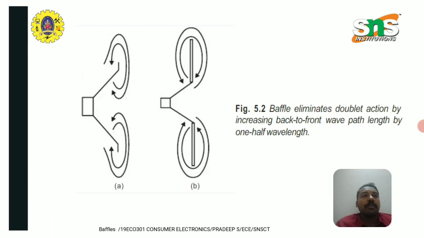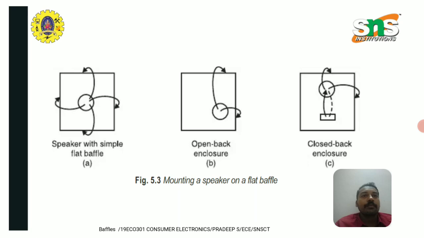The figure shows the baffle eliminates doublet action by increasing the back to front wave path length by one half wavelength. Mounting a speaker on a flat baffle is shown in this figure.